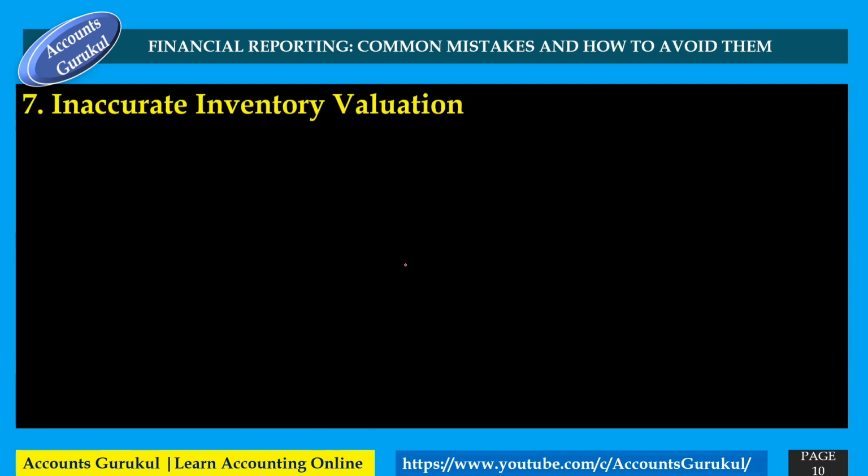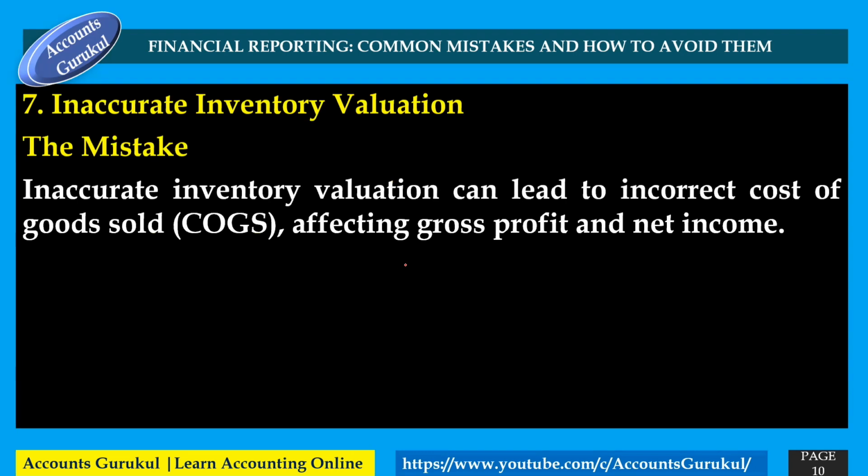Next is inaccurate inventory valuations. You have to focus on inventory valuations, and whether the team is loading other expenses and other charges onto the inventory or not. That's important. Just the raw material cost is not enough. In addition to that, if you are incurring any other expenses, non-recoverable taxes, we also have to load those onto the inventory. Freight forwarding charges, we also need to load on the inventory. The mistake: inaccurate inventory valuations can lead to incorrect cost of goods sold, affecting gross profit and net income. It's going to have a straightaway impact on the P&L.